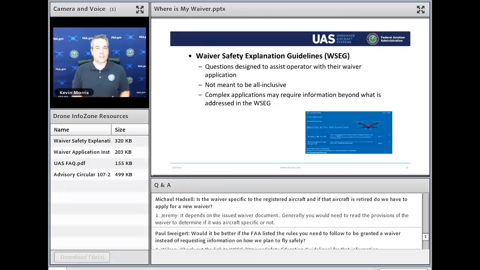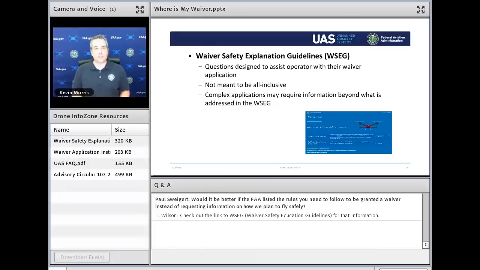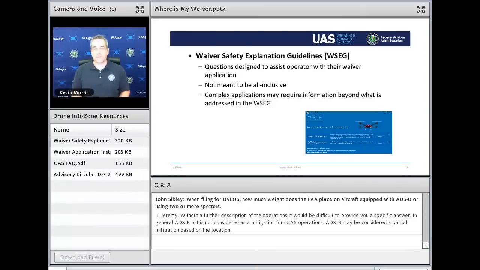The Waiver Safety Explanation Guidelines are questions that we have to assist you in applying for a waiver. It's not meant to be an all-inclusive list. It's not going to address every possible situation that you may encounter with your proposed area of operation. If you have a very complex operation proposal or a complex waiver request, certainly the WSEG will help you start, but it's not going to be the end-all be-all of waiver application, hazard identification, or risk mitigation strategies that you may need to employ. So what does the WSEG do for you?